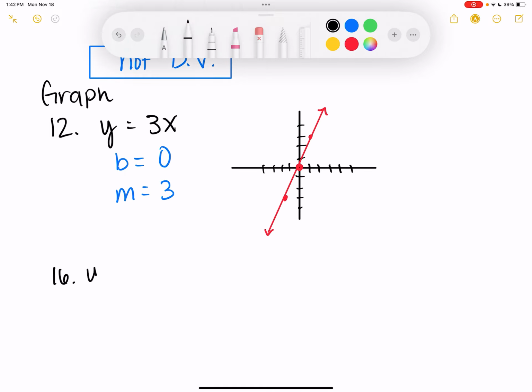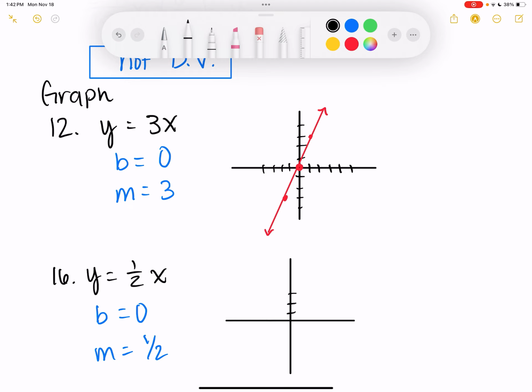Number 16: y equals 1/2 x. What's my y-intercept? 0. What's my slope? 1/2. So, graphing it. My intercept is at 0, so it's at the origin there. What does the slope of 1/2 tell me that I need to do? Up 1, right 2.